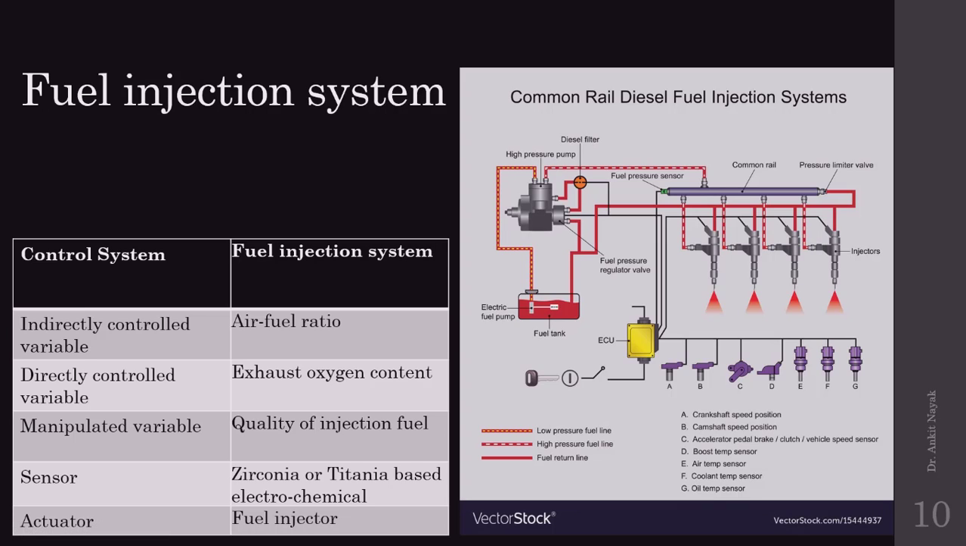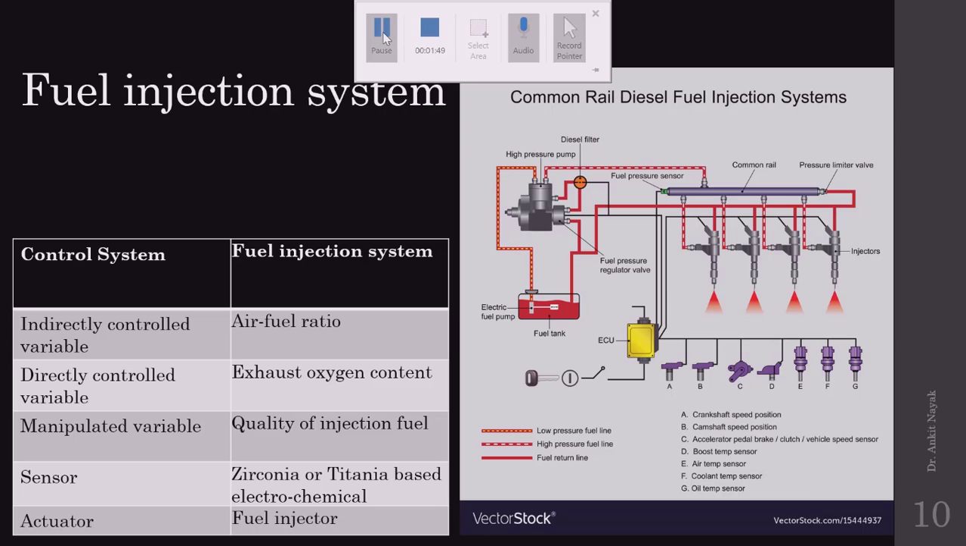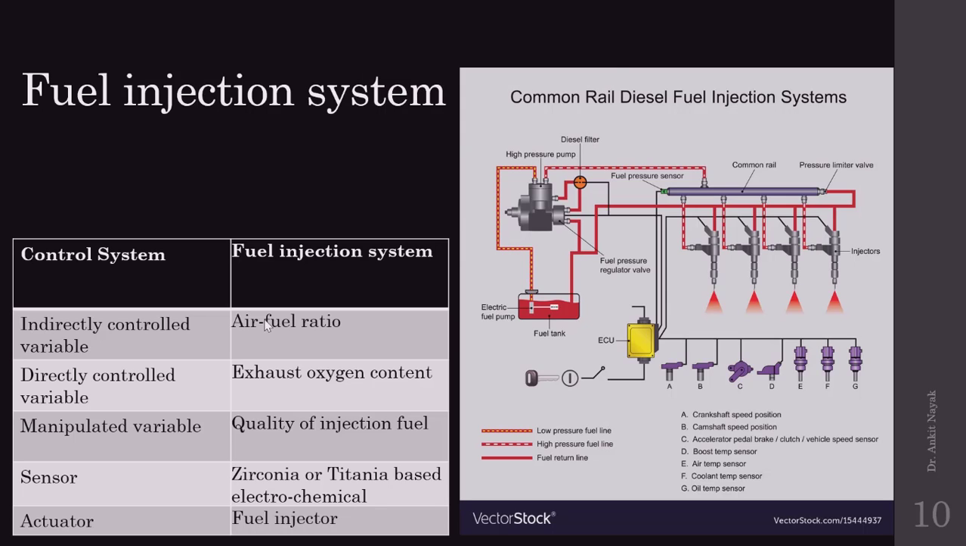So we can measure the oxygen content in the exhaust of the engine. Then the manipulated variable is the quantity of injected fuel. Which sensor can we use for this purpose? We can use zirconia or titanium-based electrochemical sensors to sense the oxygen content in the exhaust. The actuator is the fuel injector, which we have to control.